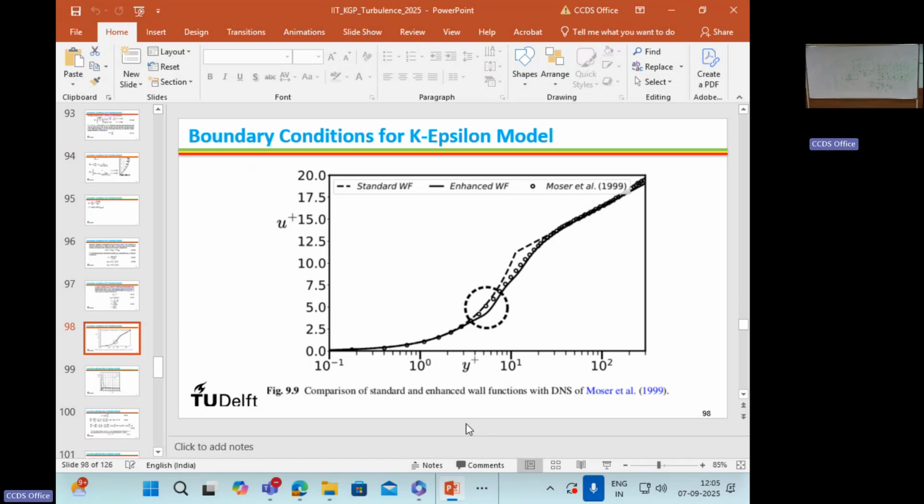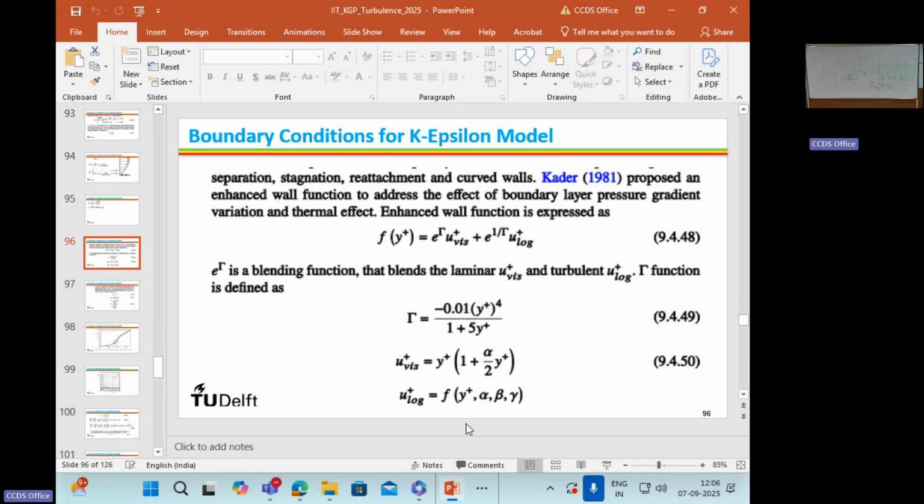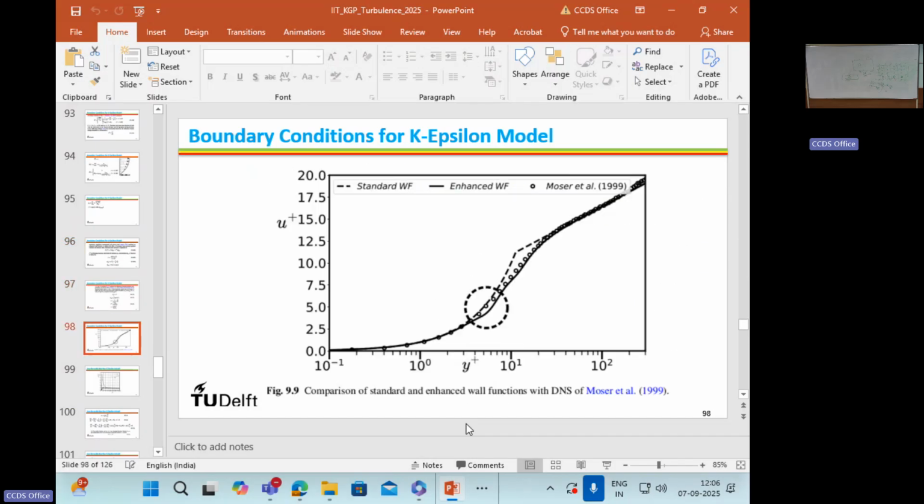But this enhanced wall function, they blend it continuously. There is not any discontinuity, right? They blend the function continuously. That's why you get a continuous function that matches well with the DNS data. The only deviation it will give is here, around y plus 5, right? So enhanced wall treatment is a bit preferred. When you don't know if there is a curved boundary, maybe an external pressure gradient, etc., you can use the enhanced wall treatment. Clear? Well, y plus is clear. What is y plus? What is y star? What is wall treatment? It is clear.